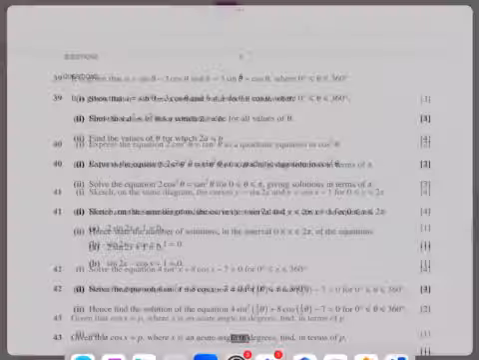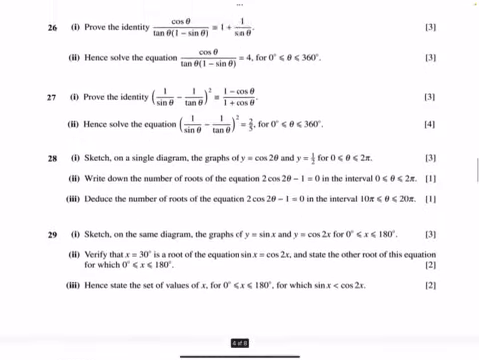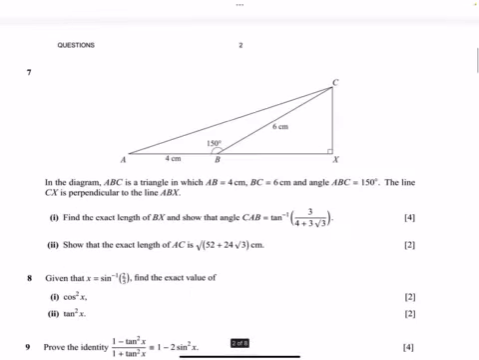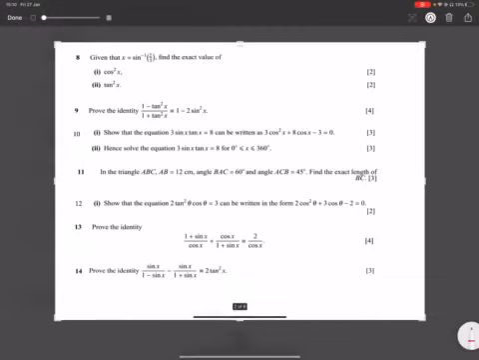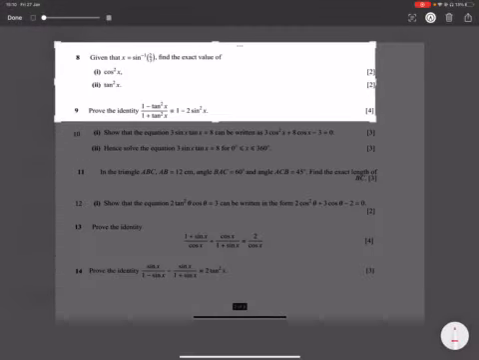Okay, this was question number 13 from the worksheet. Now, Feroza, which question did you have? Question 9. Let's do that. Question number 9, that is on proving identities as well. Let's try this.